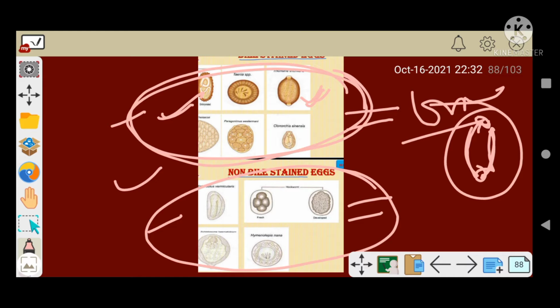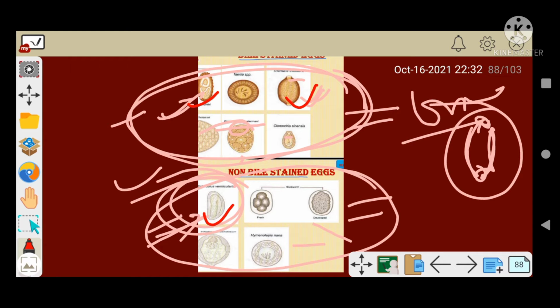This one is the same, bile stained eggs. Just remember the names: Ascaris, Taenia, Trichuris, Clonorchis, P. westermani. P. westermani is here, operculated. And these are your non-bile stained eggs. Remember this one is a plano-convex egg, which has been asked so many times: Enterobius vermicularis. And this one, hookworm eggs, H. nana. But this one, I am again marking for you. This one is important. Images have been asked.